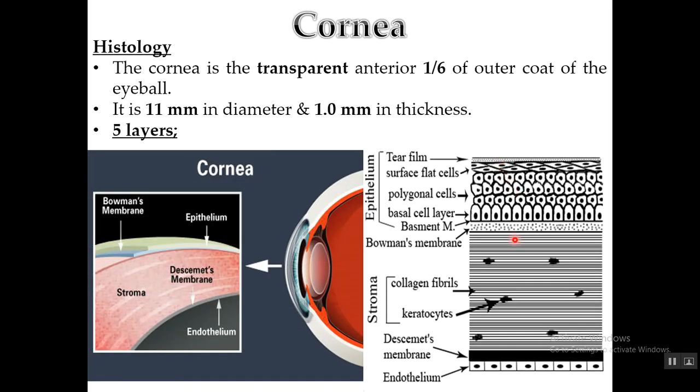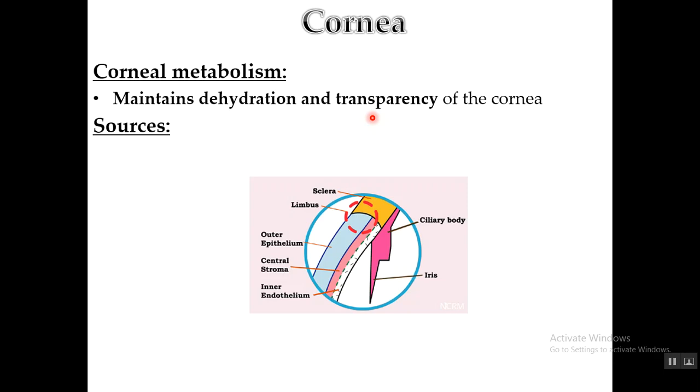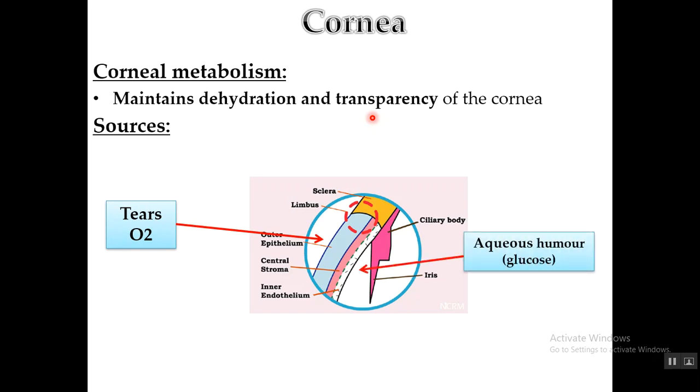It consists of 5 layers: the epithelium, Bowman's membrane, the stroma or substantia propria, the basement membrane, and the endothelium. These are the layers of the cornea. What about the metabolism of the cornea? We need corneal metabolism for production of ATP, or energy, which is important for maintaining dehydration and transparency of the cornea. What are the sources of substrates for the energy? The tear supplies the oxygen, and the aqueous humor supplies the glucose.